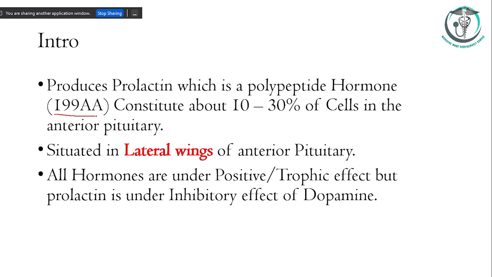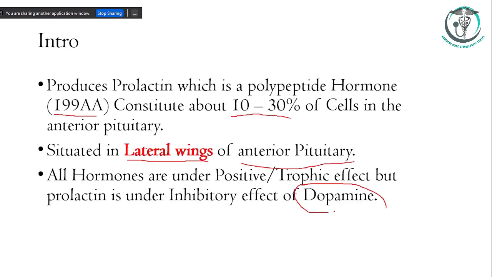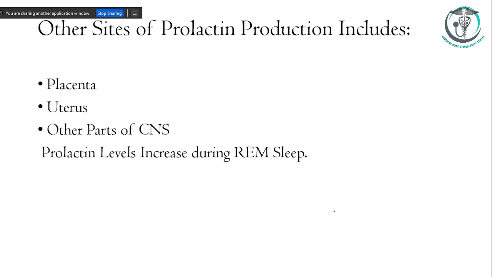It is a polypeptide that has 199 amino acids. Okay. The cells that produce prolactin make about 10 to 30% of the anterior pituitary gland. Okay, this hormone is produced within the lateral wings of the anterior pituitary gland. So all hormones are under positive trophic effect, but prolactin is under inhibitory effect of dopamine. I think I mentioned this. Okay, other sites that get to produce prolactin are, in a pregnant woman, the placenta and the uterus. Okay, and other parts of the central nervous system they get to produce prolactin.